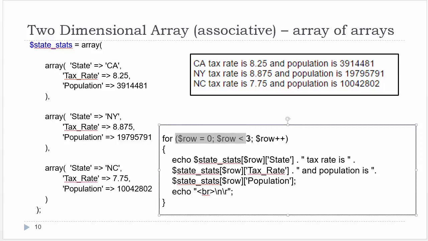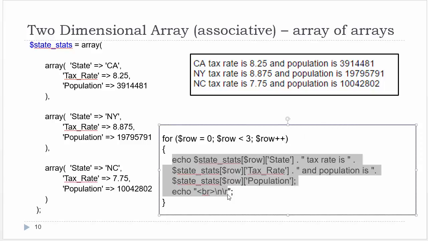And less than 3, I just hard-coded it in. We didn't have to do it that way. And here's row plus plus. So now, inside, we are actually using our index values coming from our for loop to indicate which row.